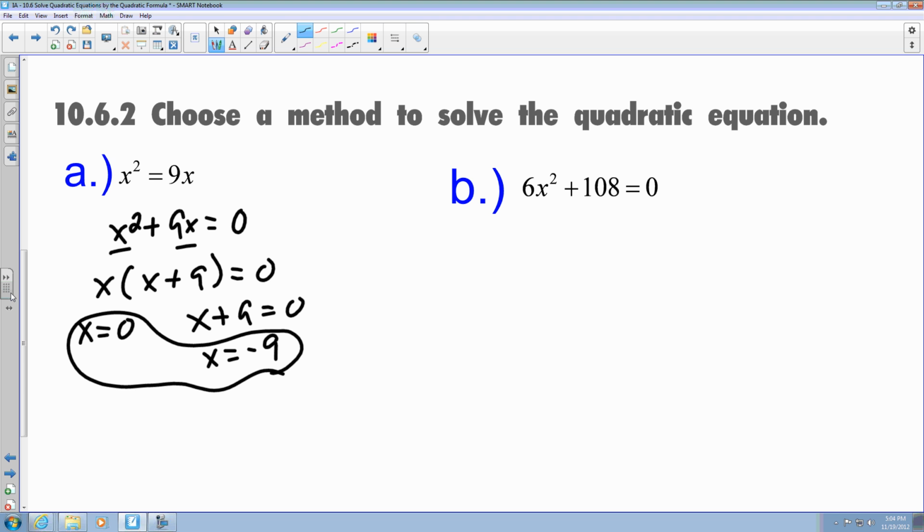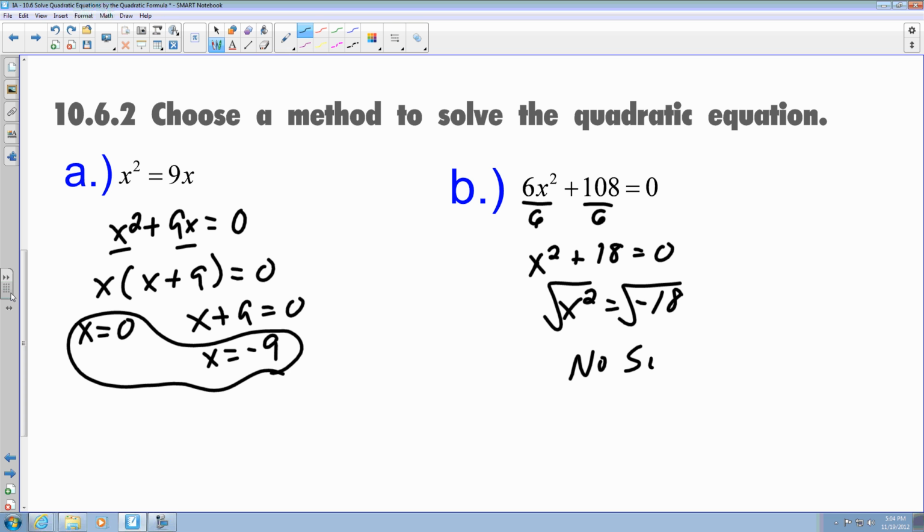I see B, and I think for this one, I'm going to try to use the square roots to find it. First off, I'm going to divide all sides by 6, which gives me x squared plus 18 equals 0. So I have x squared equals a negative 18. I want to take the square root. Oh, I see I have a negative in the square root. What does that mean? That's right. You can't do that, so we're going to have no solution.